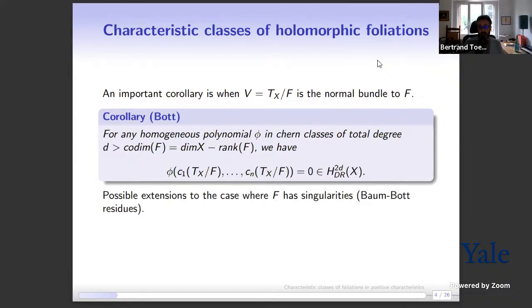And there are also extensions to the case where the foliation has singularities, and this is the existence of residues. And I will come back to this result at the end of the talk, and explain what the generalization is when the foliation has singularities. Okay, that's the first result that I would like to try to extend to varieties over a field of characteristic p.